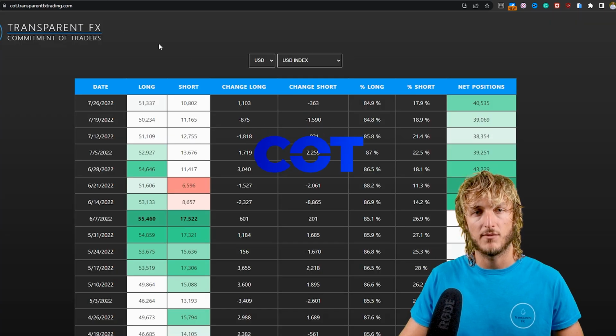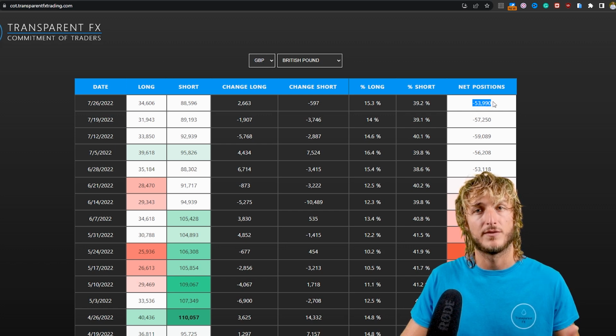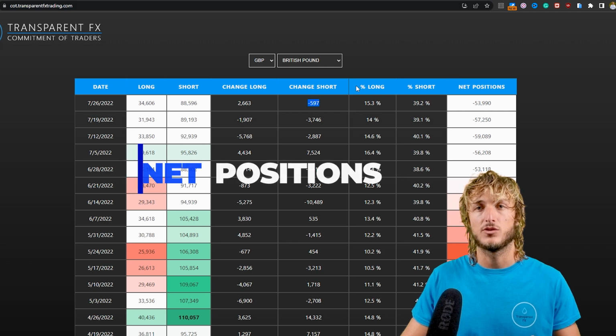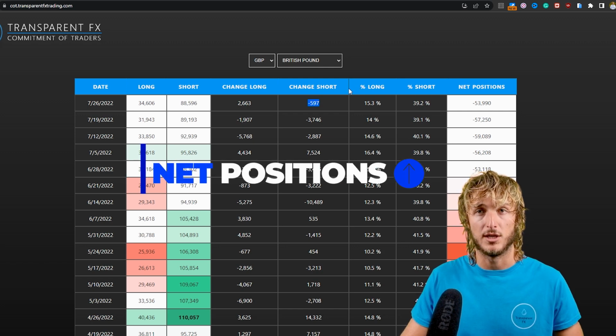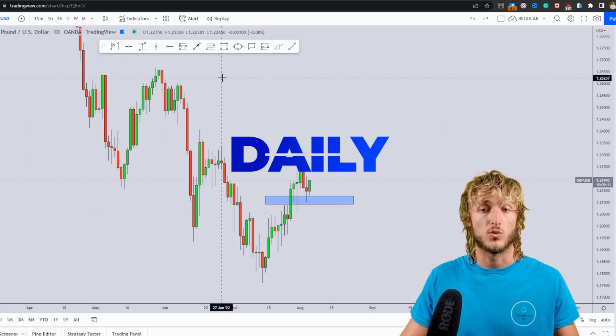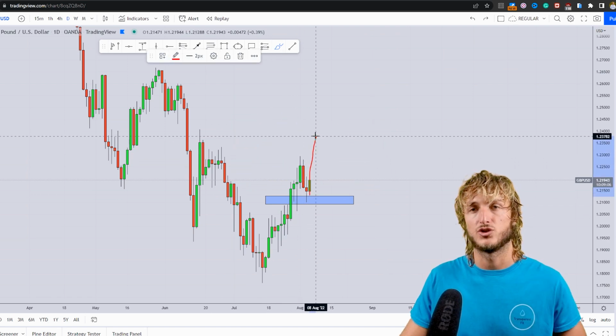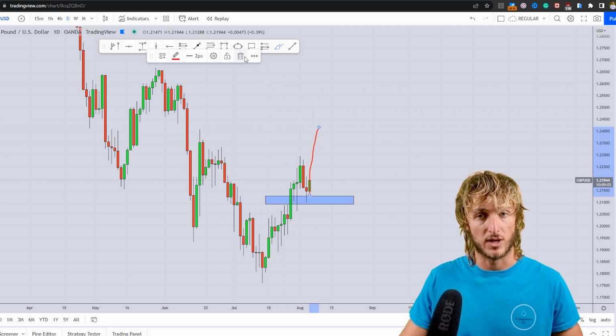Now, if we go and see what we have when it comes to the commitment of traders, so the COT data, which is what the non-commercials, the biggest speculators in the market, are doing, and we check the data for the pound, we can see how with the last reports, we went from minus 80k to now minus 53k net positions, with 2.6k longs added with the last report and almost 600 shorts getting closed. This creates a long-term bullish outlook from an institutional perspective on the pound, which is quite good because from a technical perspective, we have already seen that there is a good probability for a potential break of that weekly resistance to the upside.